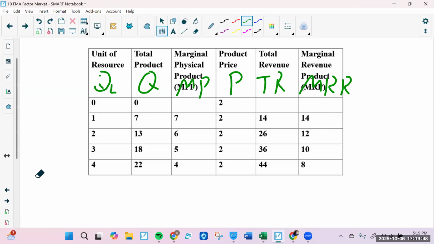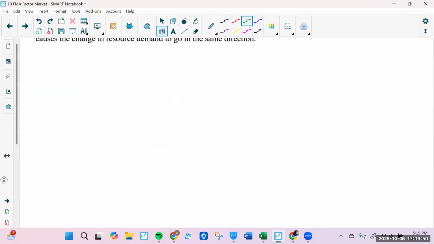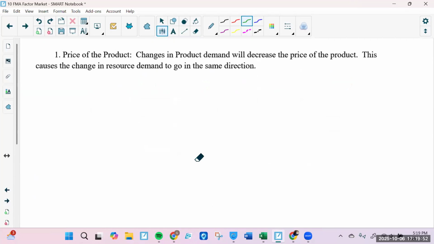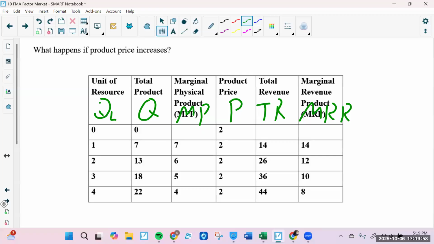Well, what I'm going to do now is I'm going to come in and change the price of the product. And when I change the price of the product, let's see what happens here. Okay, well, let's make the price of the product $3. So now instead of being 2, this is going to be 3, 3, 3, 3. This is perfect competition. So when I raise the price from $2 to $3, it's 3 for everything.